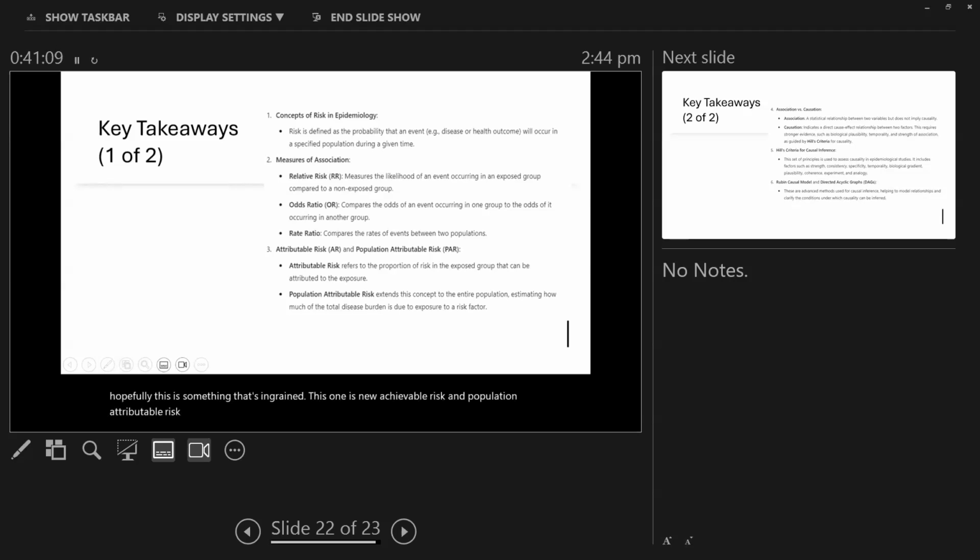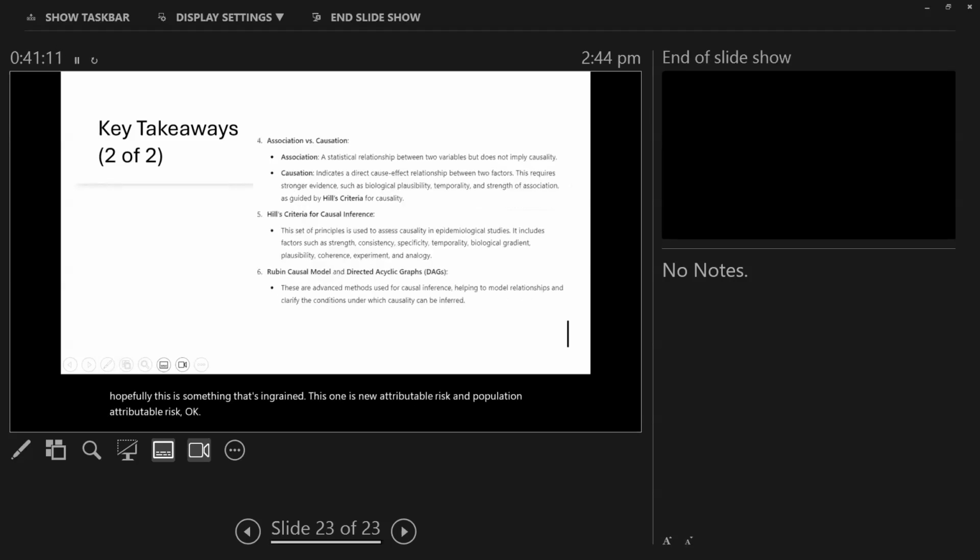We covered the difference between association versus causation. Association is very easy. In any paper, you write association. If you want to talk about causation, you need to go through the Hill criteria and all the different relationships like biological plausibility, temporality, strength, what else? Consistency, specificity, biological gradient, whether you can do experiments, then analogy. Again, you don't need to have all of these. And even if you have all, it doesn't guarantee causality. It's just a higher chance of causality.